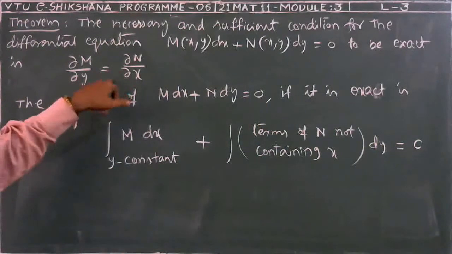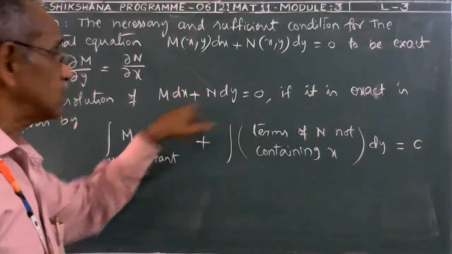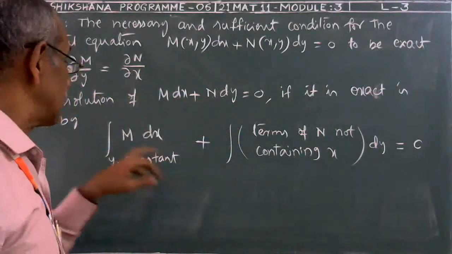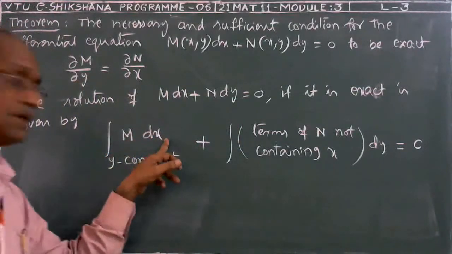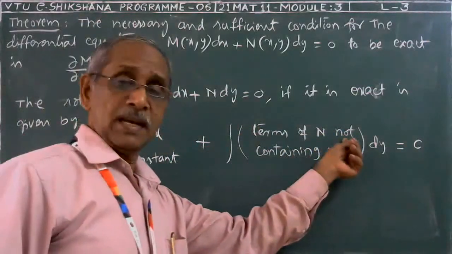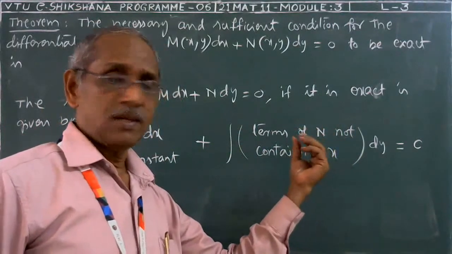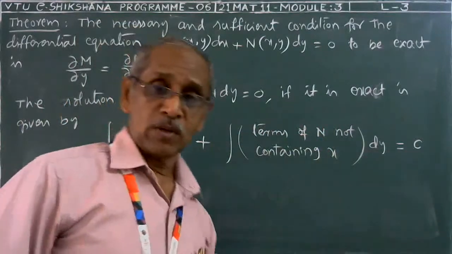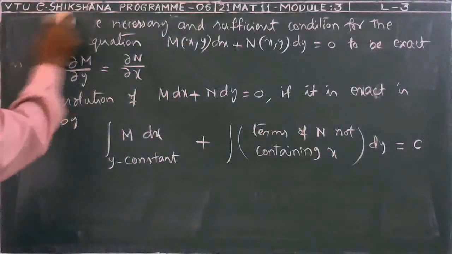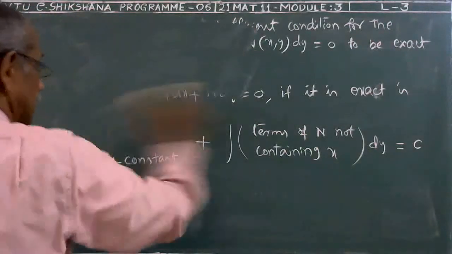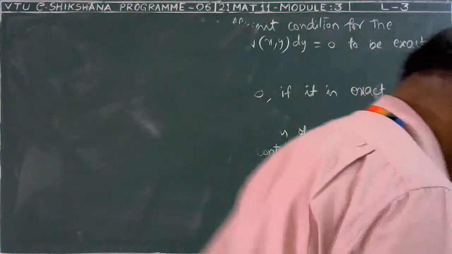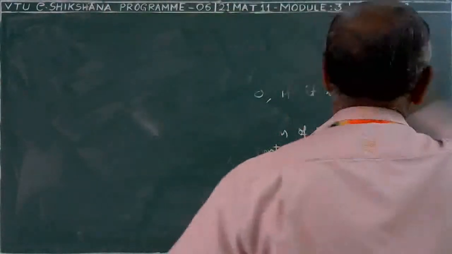Once this is balanced for a given differential equation of this form, then the solution of this differential equation is given by integration of M dx keeping y constant plus terms of N not containing x. You have to select only the terms which are free from x, is equal to c. Now let me consider examples on this topic. Now let's try to solve some examples. Usually, problems will be like this.